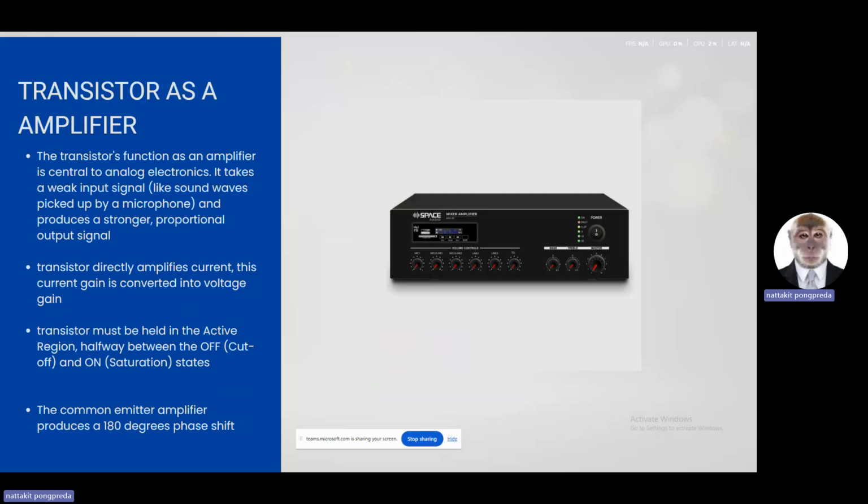Transistors directly amplify currents. This current gain is converted into a voltage gain. Next, the transistor must be held in an active region halfway between the off and on states. The common emitter amplifier produces a 180 degree phase shift in waves.